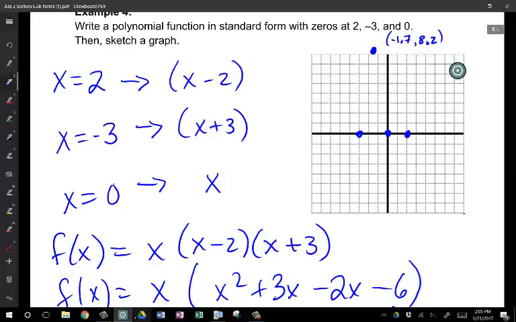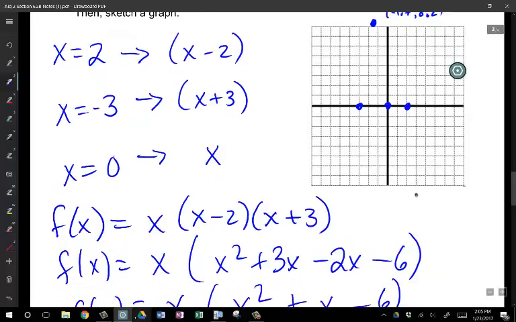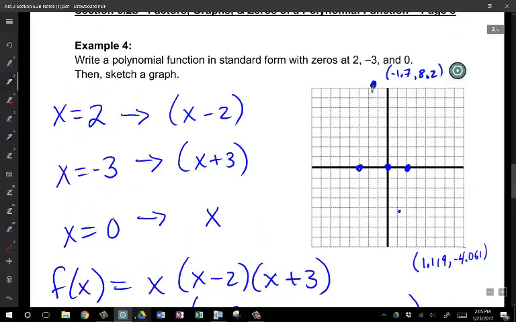Ladies, what's my min? What comma what? Okay, comma. Say it again, sorry. Negative 4.061. Okay. There we go. All right, so sketch.